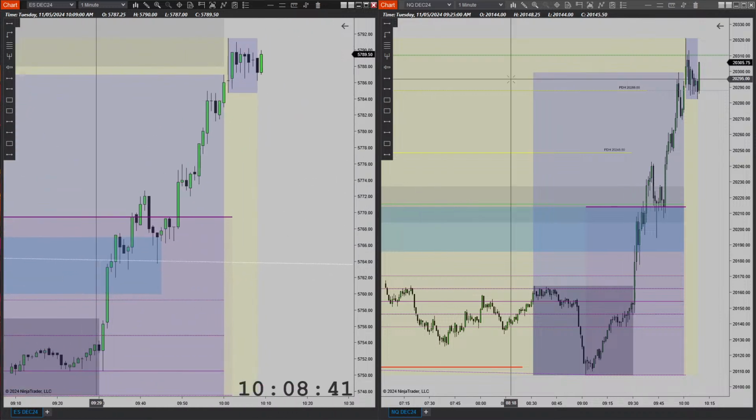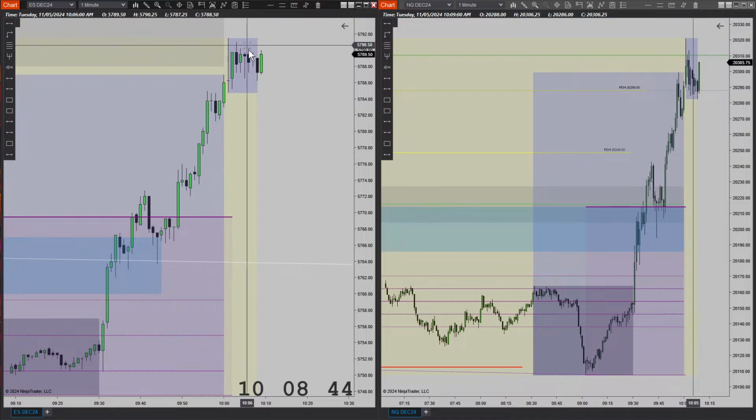So right now we're not really doing anything. We're just consolidating. We're building liquidity. Another minute and I call it. But I like how price is developing.